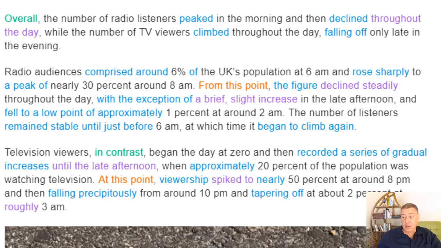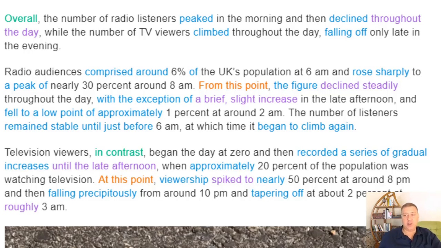In the last paragraph, let's see, television viewers in contrast began the day at 0 and then recorded a series of gradual increases until the late afternoon when approximately 20% of the population was watching television. At this point, viewership spiked. So at this point, when? The late afternoon, okay?